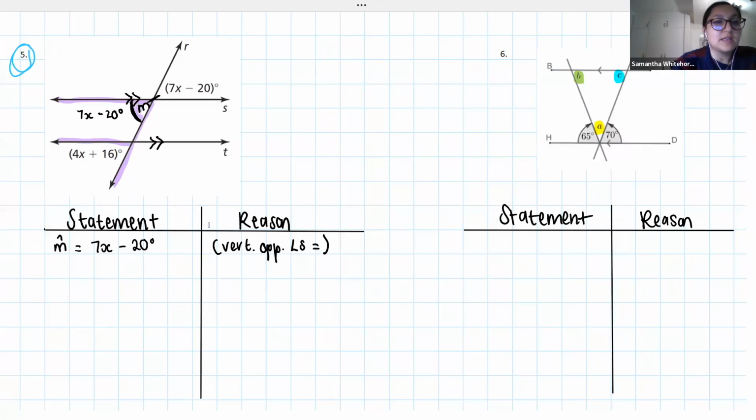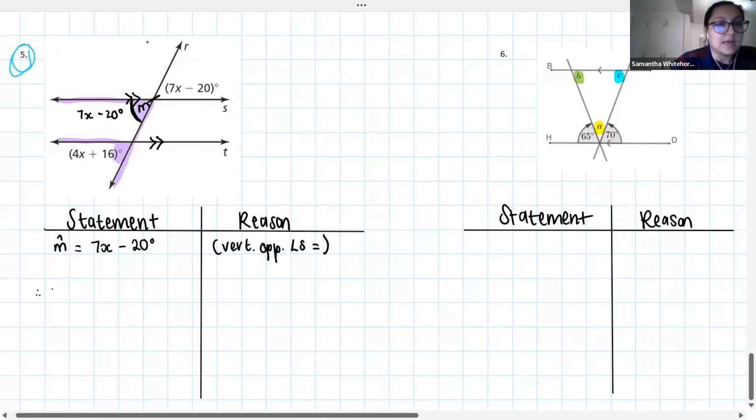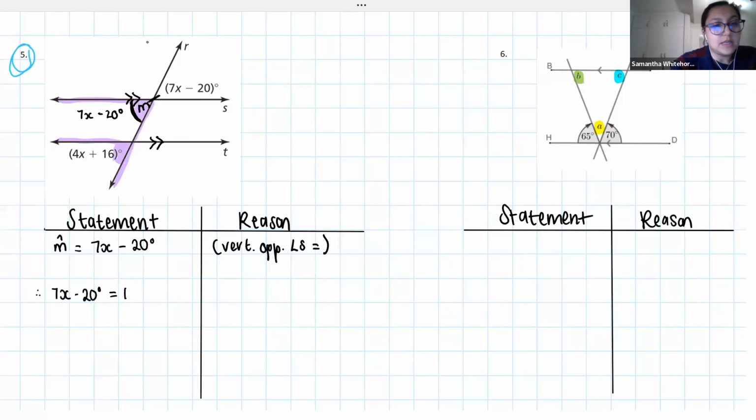And so that means that this angle that I called M corresponds to the angle 4x plus 16. And so what that means is that 7x minus 20 is equal to 4x plus 16 degrees. And that is because they are corresponding angles. Right, we don't really have labels on these lines. Remember, all we say is then just parallel lines if we don't have labels.